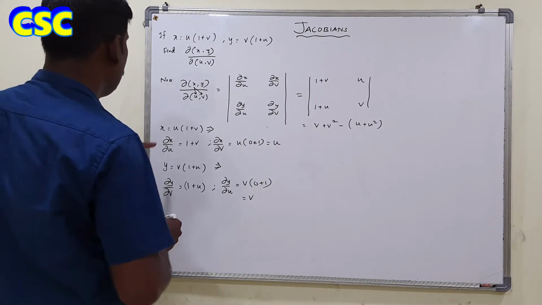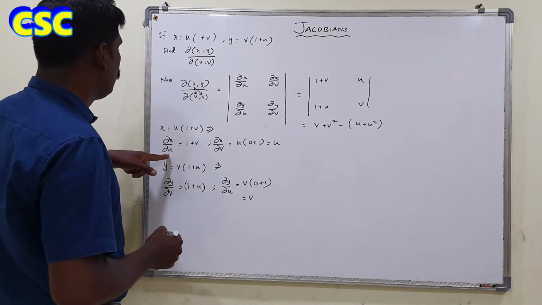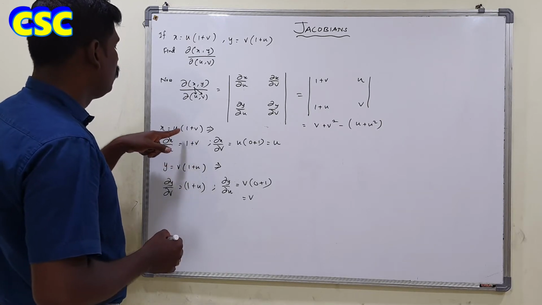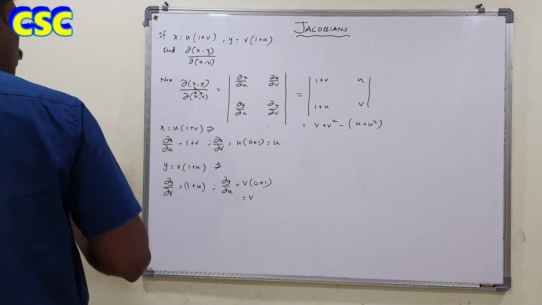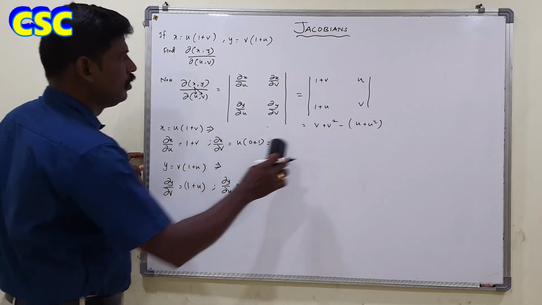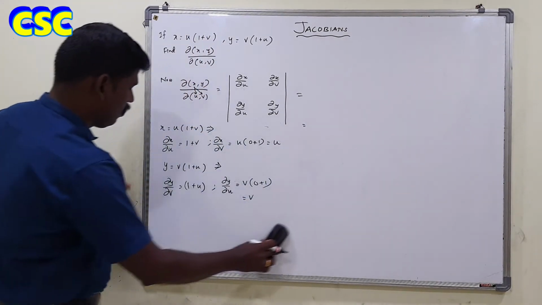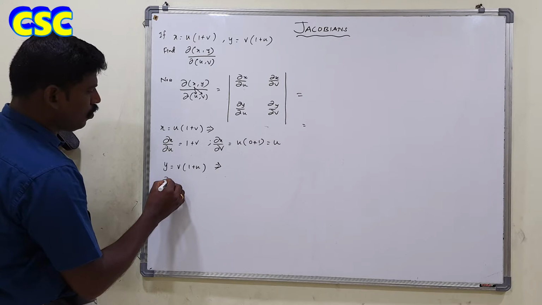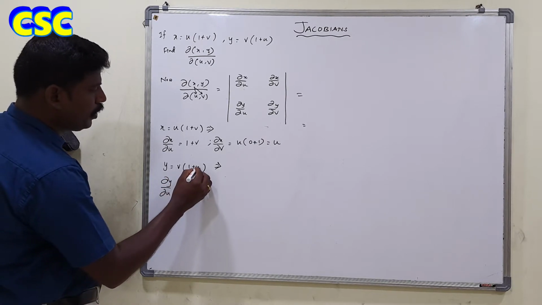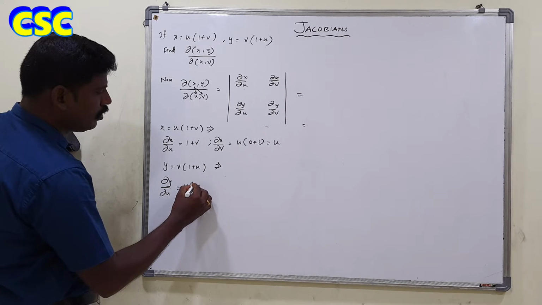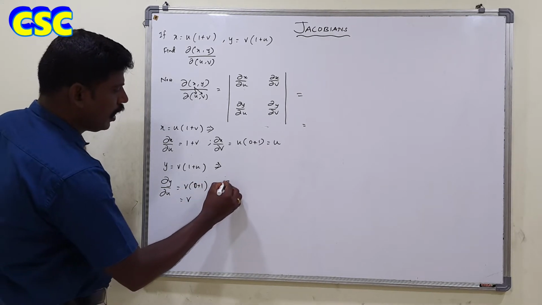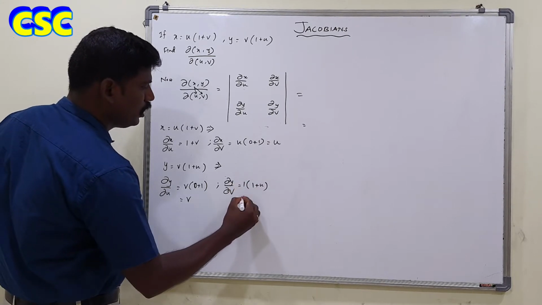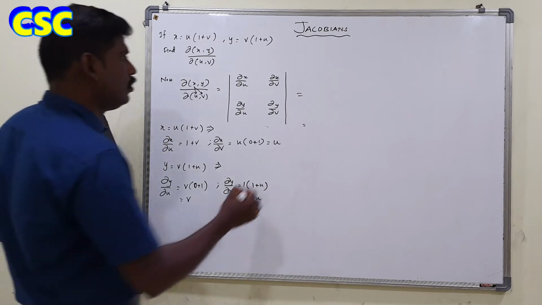Am I mistaken anywhere? x is equal to u into 1 plus v. dou x by dou u, u becomes 1 plus v. dou x by dou v, v becomes 1. Sorry, what did I mistake here? I wrote it u at first. So dou y by dou u, what is dou y by dou u? u becomes 1, v into 1 plus 0 plus 1, that is equal to v. And then dou y by dou v is equal to v becomes 1 into 1 plus u. So 1 plus u is the answer. Sorry, I was mistaken.